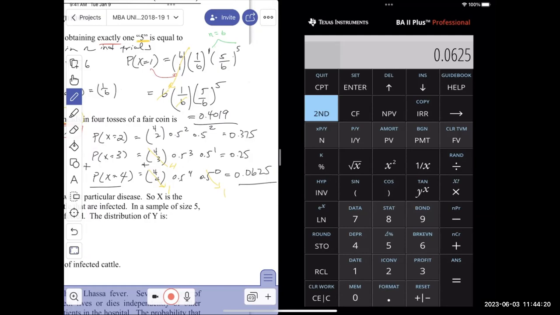I'm going to go to Excel to show you how I do it in Excel. So recall 1 plus recall 2 plus recall 3 gives me my answer of 0.6875. Very good.